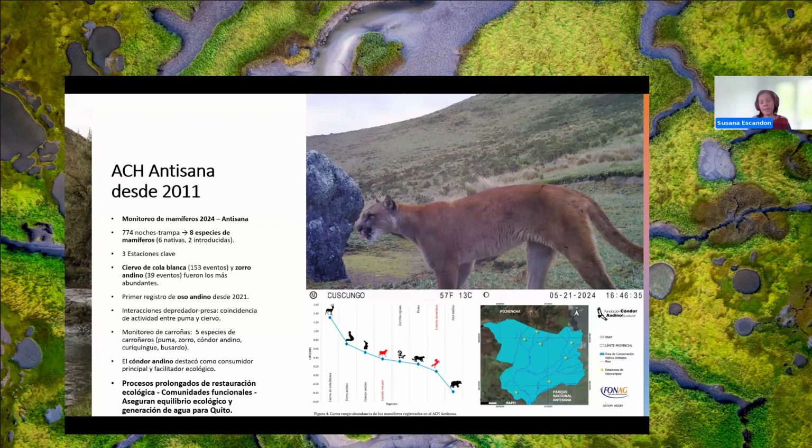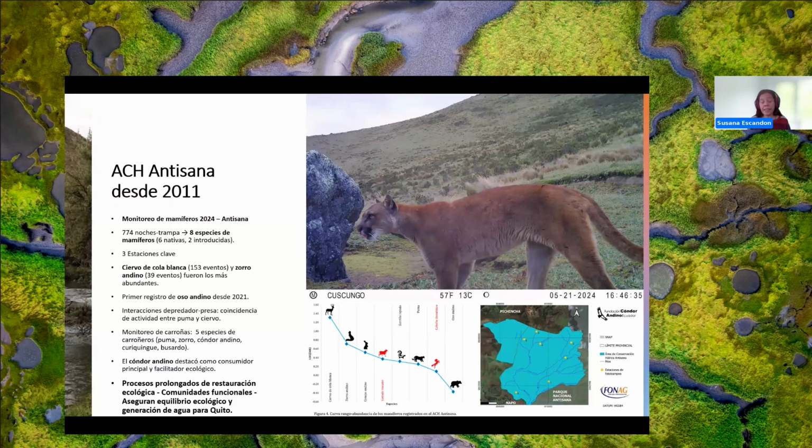In carrion monitoring, we observed 5 scavenger species, which were puma, fox, Andean condor, curiquingue, and buzzard. And this was the first year since 2020 that we didn't observe wild dogs within our area. This is a very important situation because it basically means that the native species are little by little displacing the animals that don't belong to the ecosystem, especially the wild dogs, which are currently a huge problem, not only in the country but also worldwide.